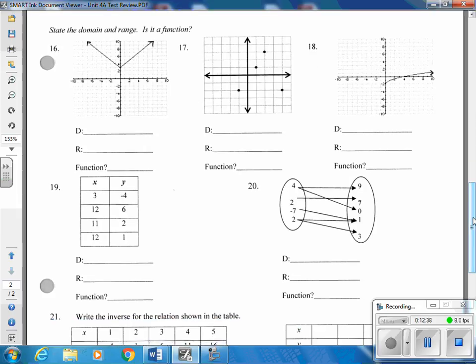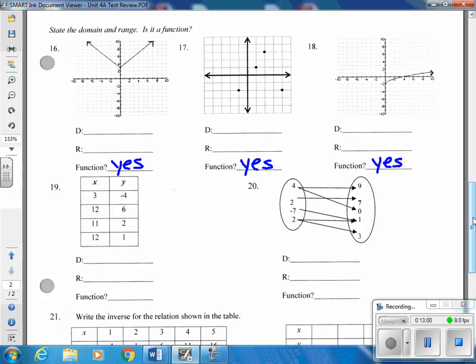All right, so for number 16, it's an absolute value function. It makes the v. So is it a function? Yes. It passes the vertical line test. Number 17, you have 4 random dots. No dot appears twice in a vertical line, so that passes the vertical line test. So that's a yes. Number 18, if you draw your vertical lines, it will hit only one time each way. So yes, that one is a function.